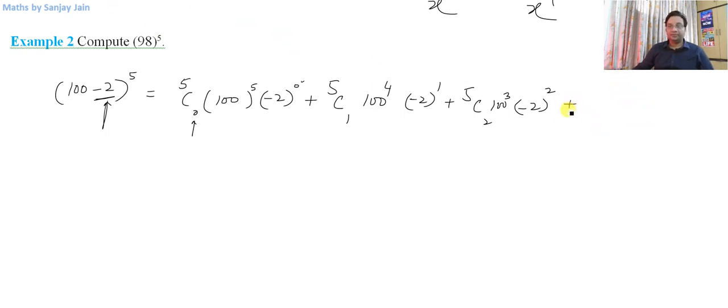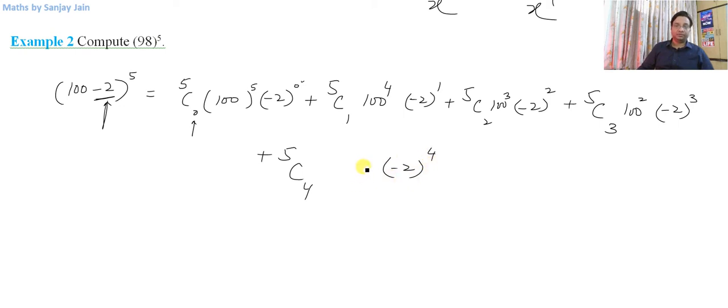5c3 minus 2 raised to power 3, 100 raised to power 2. 5c4 minus 2 raised to power 4, 100 raised to power 1. And then finally 5c5 minus 2 raised to power 5 and 100 raised to power 0.